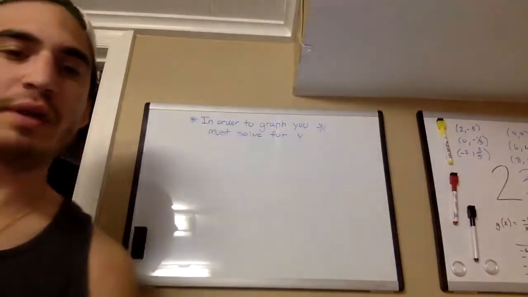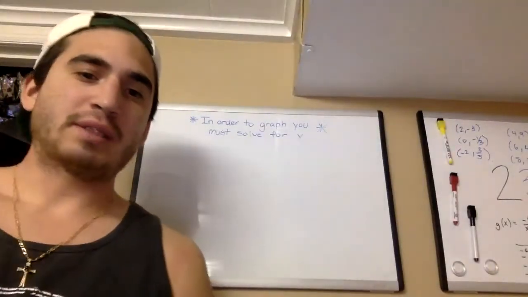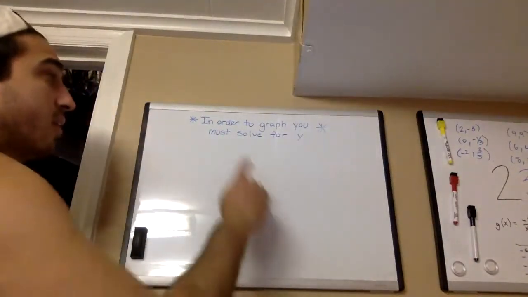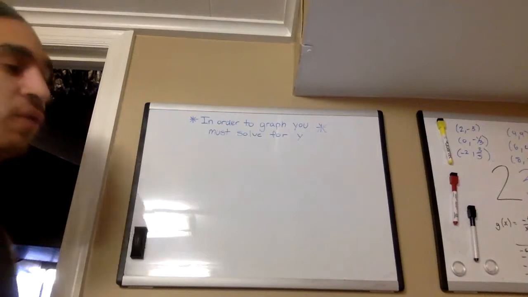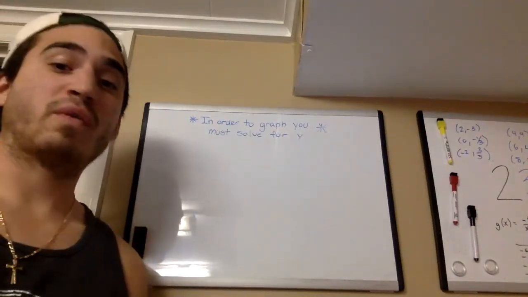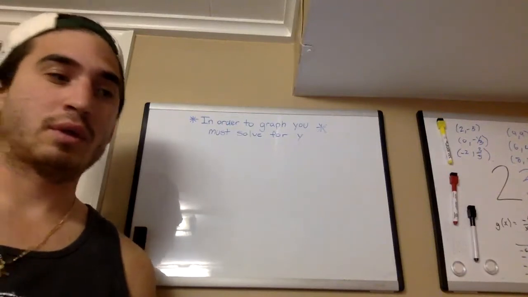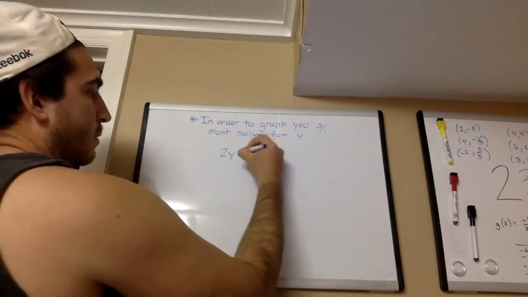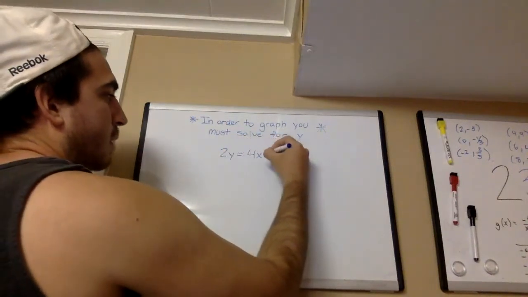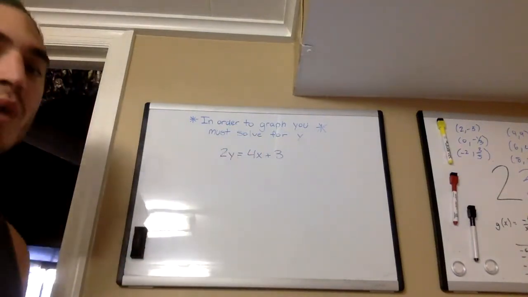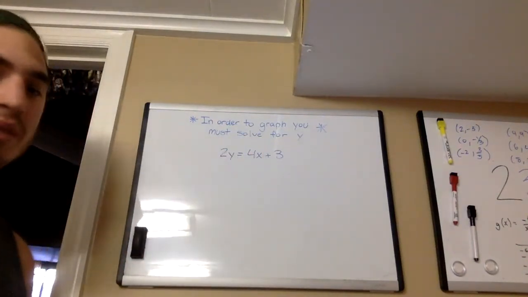Hey guys, in this video I'm going to show you the techniques of how to graph. The biggest thing you need to take away from this is that in order to graph, you must solve for y. The reason is that the calculator can only solve when it is y equals. For example, let's say we had 2y equals 4x plus 3. You cannot put this in the calculator because y is not by itself, so you must solve for it.